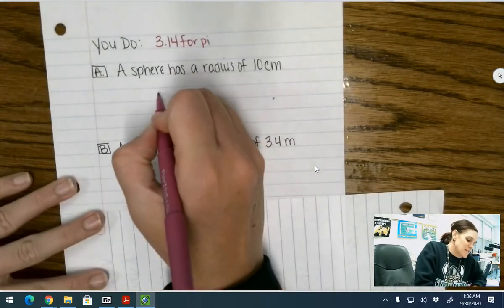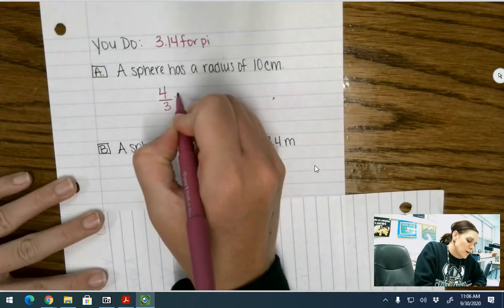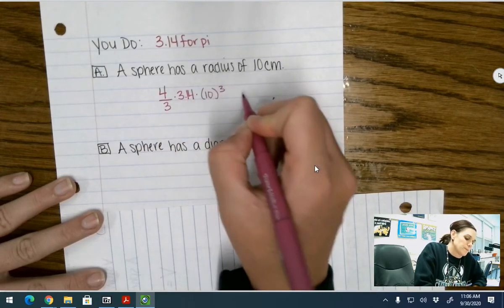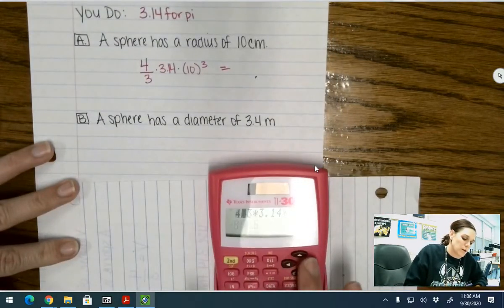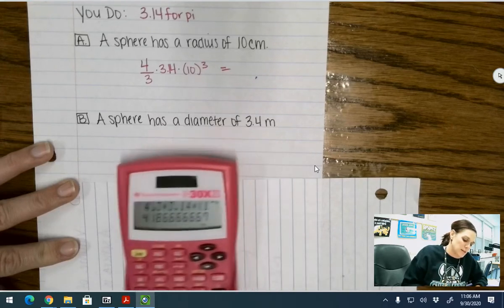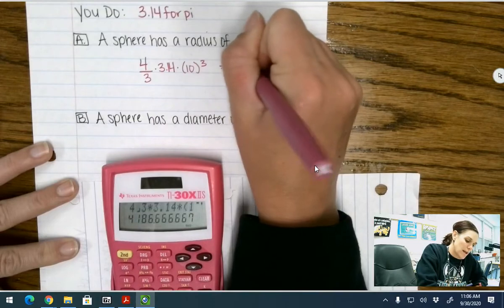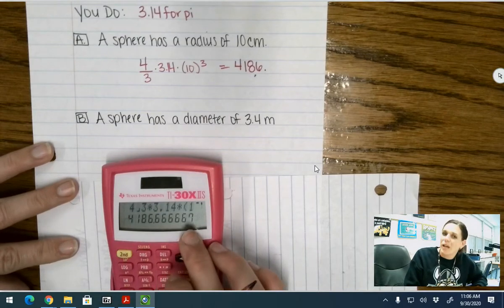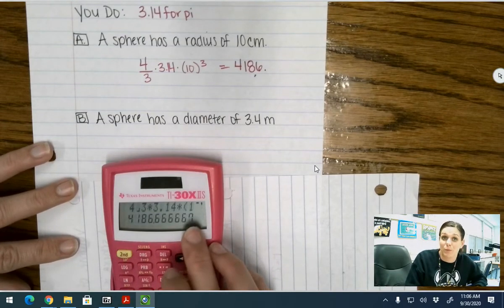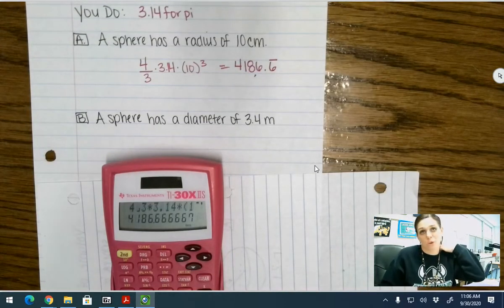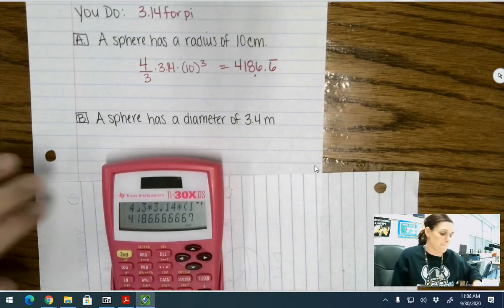So if I did 4/3 times 3.14 times 10 cubed on my calculator, we get another big number, 4186 point 666666667. Your calculator thinks it's doing a favor for you by rounding that last digit. Understand that is a repeat of 6s. So this is 6 repeated, or 2/3 if you want to keep it in fraction form.